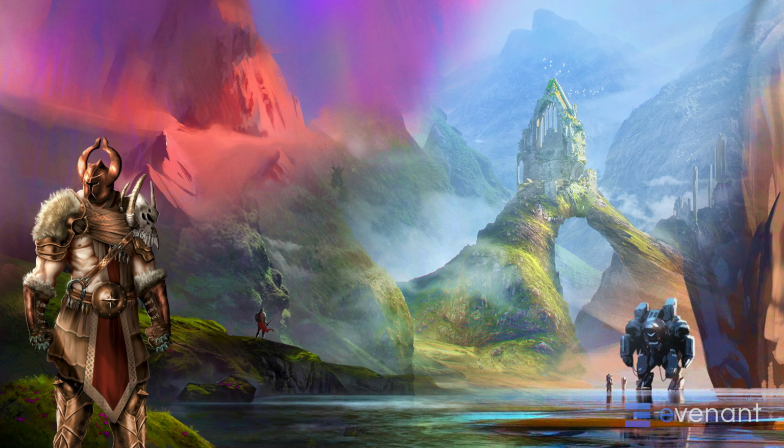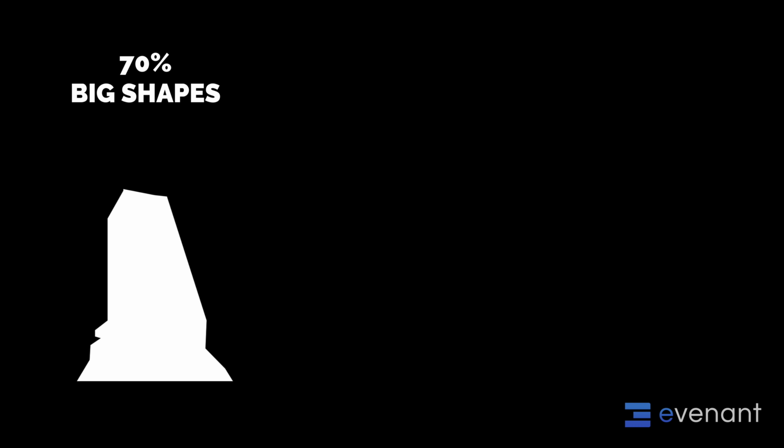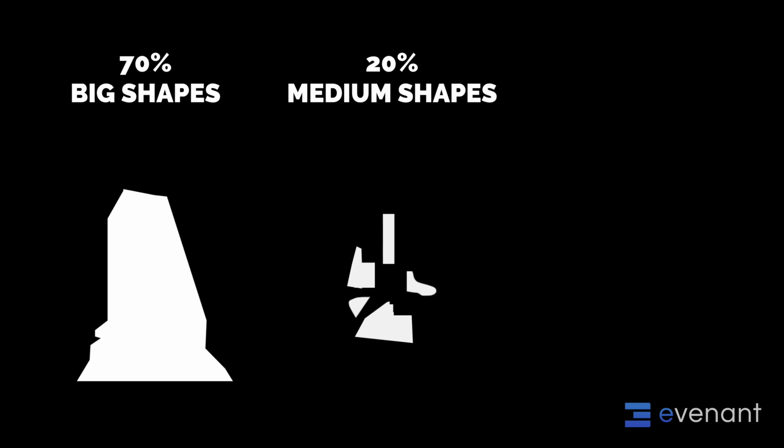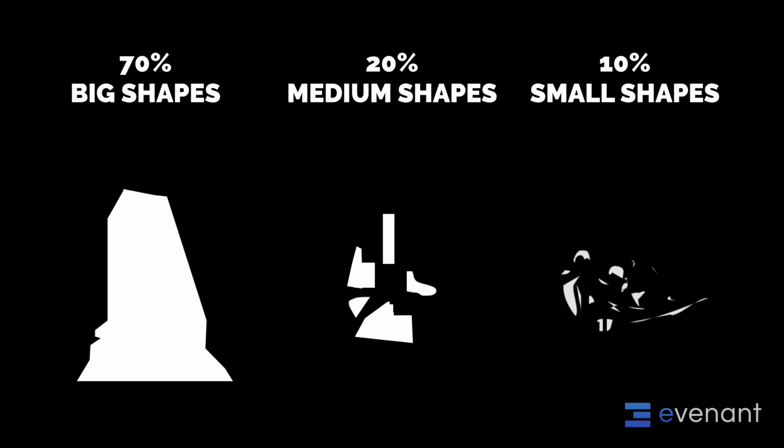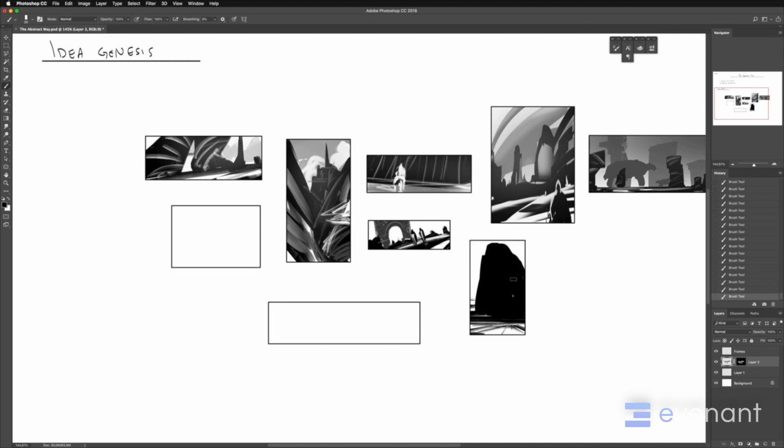Here's an easy and great rule of thumb for creating pleasing proportions in your artworks. Use 70% big shapes, 20% medium-sized shapes, and 10% small shapes. You can tweak these as you please, but typically start here and you'll see how your paintings and concepts will improve because of the balance. Here's a few examples of that.